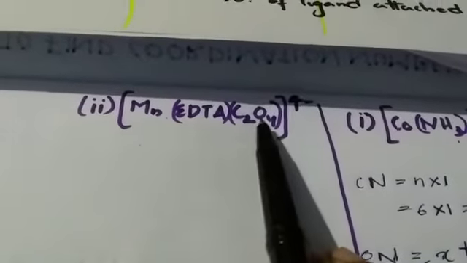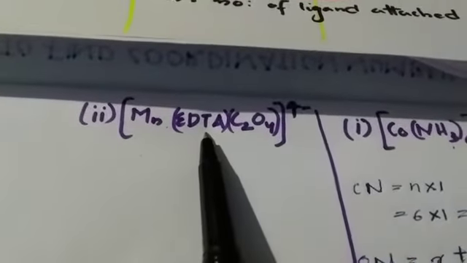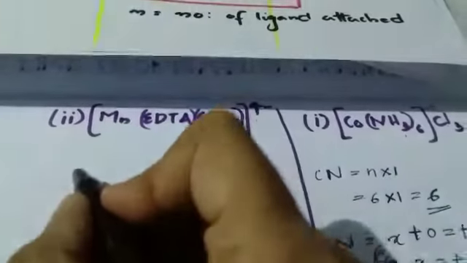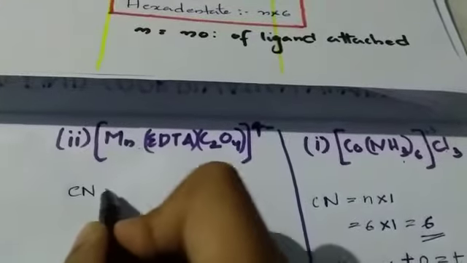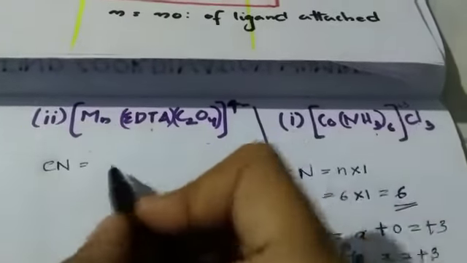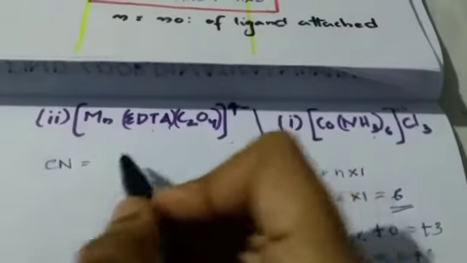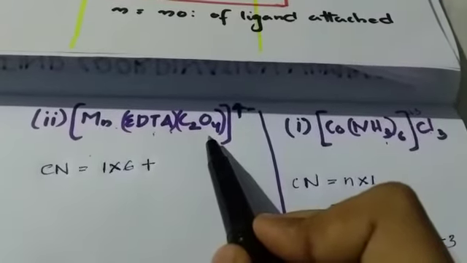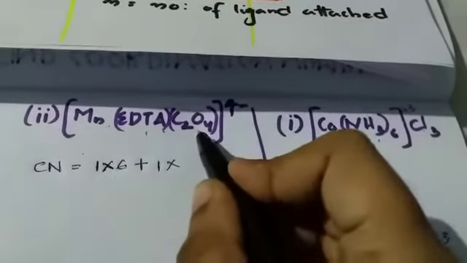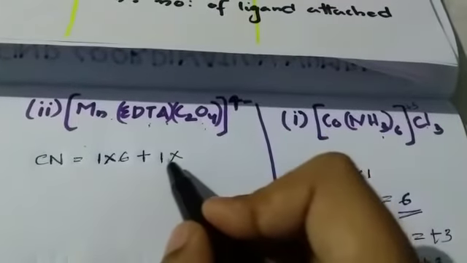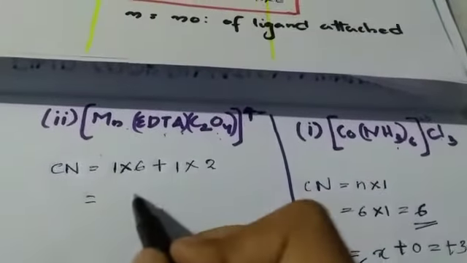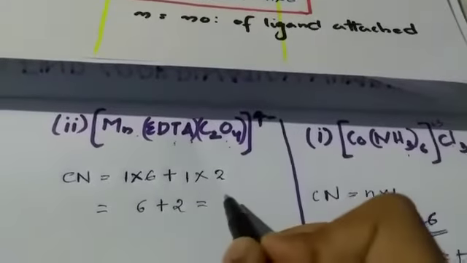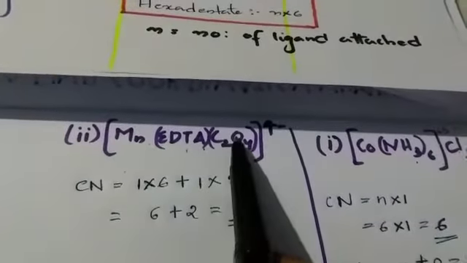Now the next question is [Mn(EDTA)(C2O4)]4 minus. EDTA is a hexadentate ligand and C2O4 is a bidentate ligand. So the coordination number: for the hexadentate ligand it is n into 6, here the number of ligands is 1, so 1 into 6. Plus C2O4, number of ligands is 1, and it is a bidentate ligand, so n into 2, 1 into 2. So 6 plus 2 is equal to 8. So 8 is the coordination number of this complex.